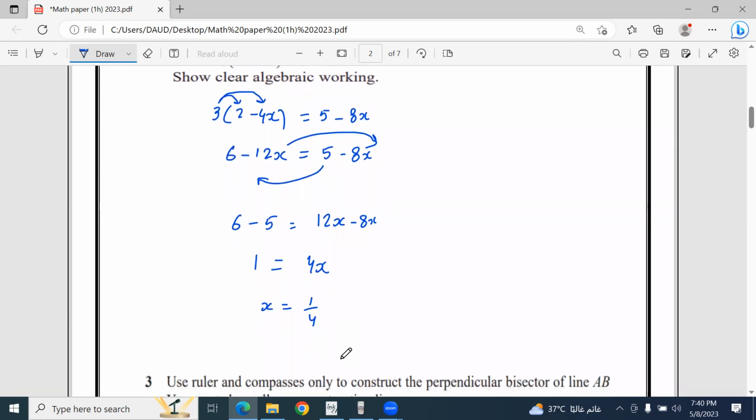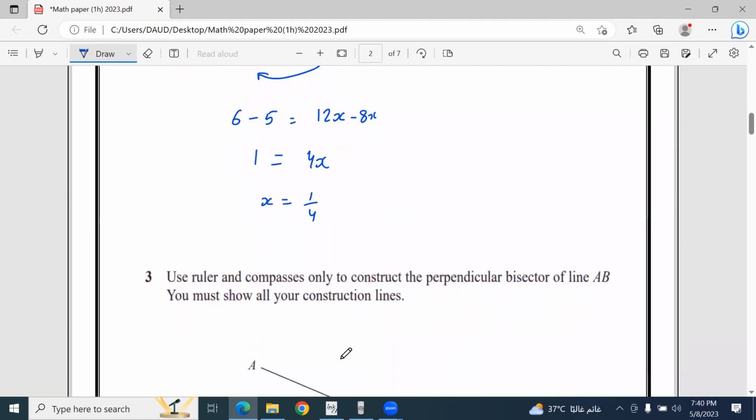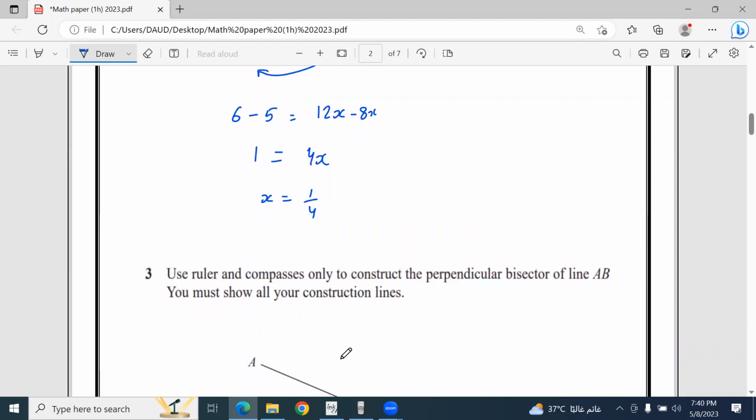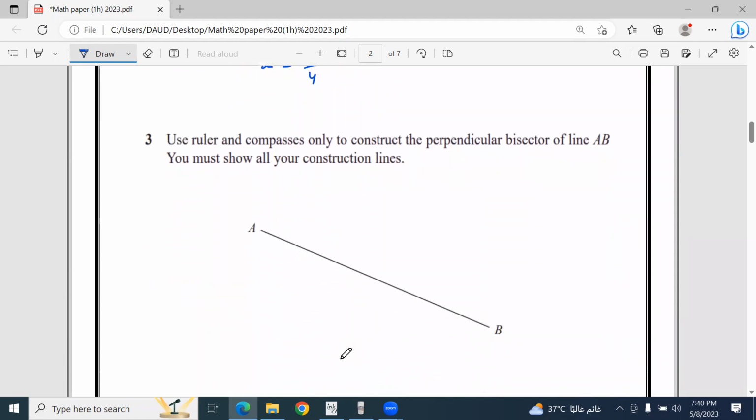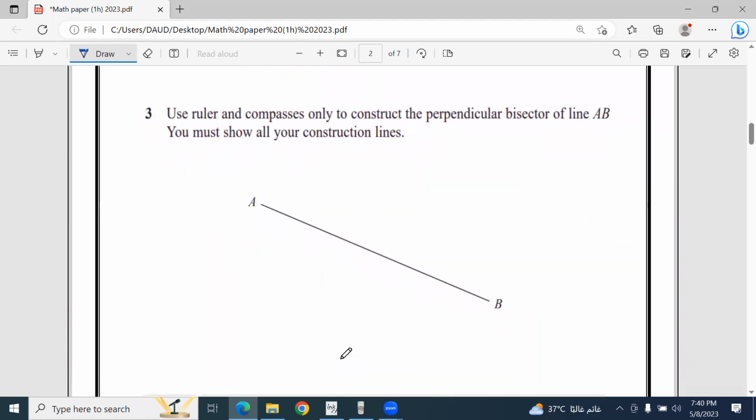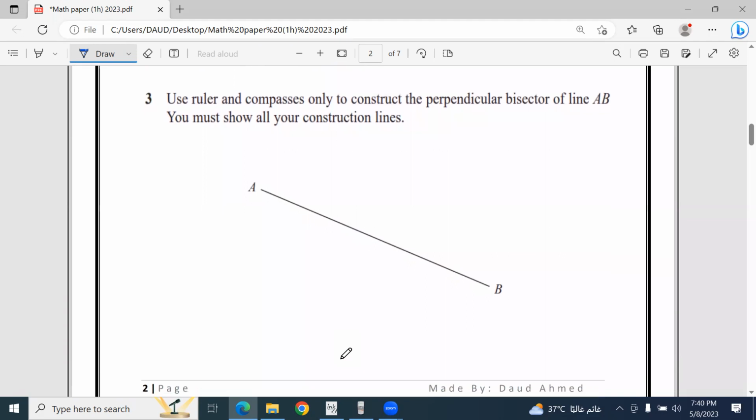Next question. Use ruler and compasses only to construct the perpendicular bisector of line AB. You must show all your construction. So here I will try to guide you on how you will find the answer.